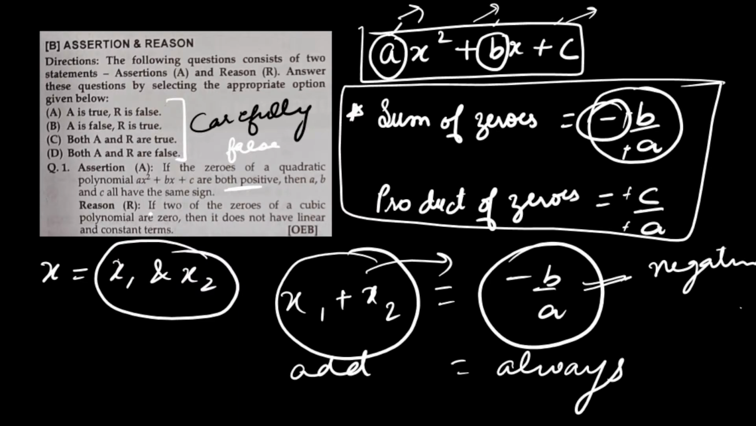Now let's see the second one. So A is false, but A is false in B as well as in C.